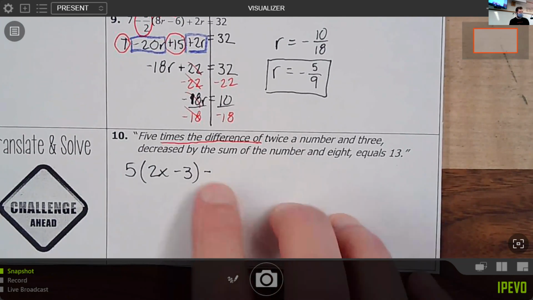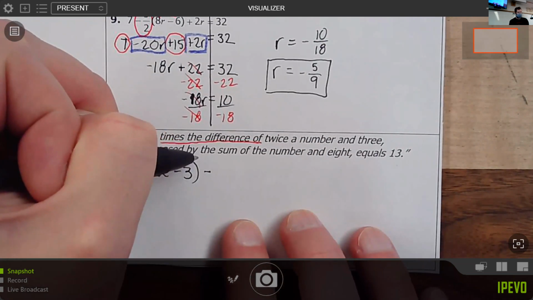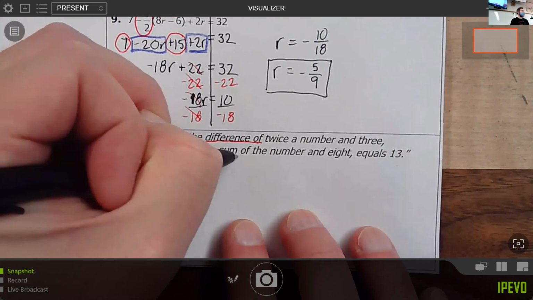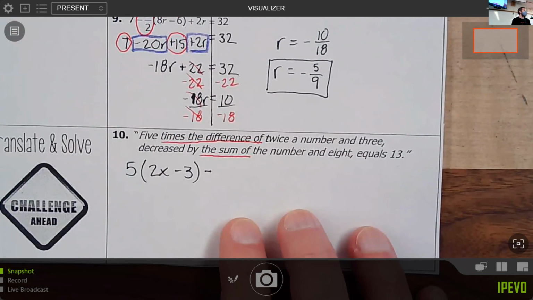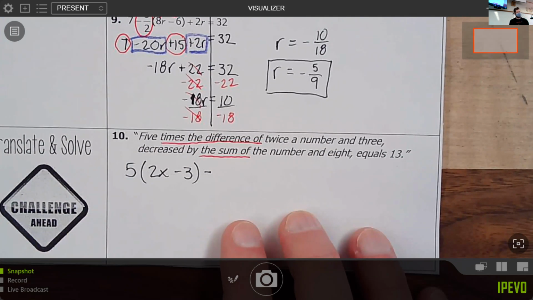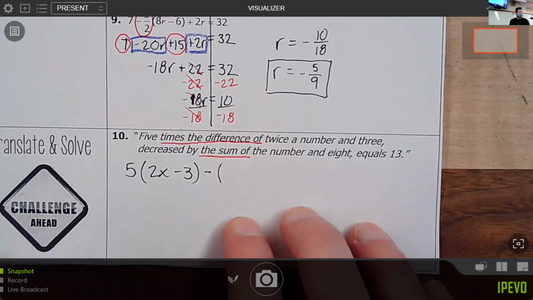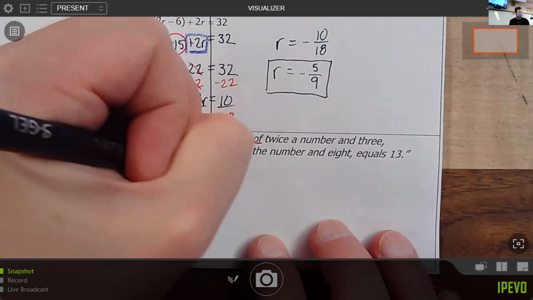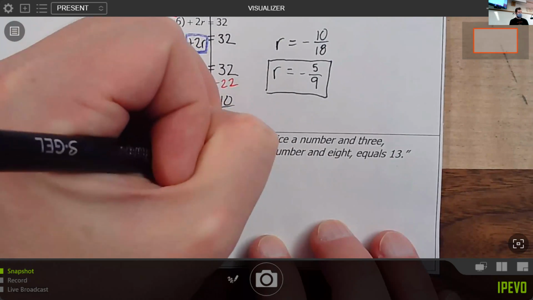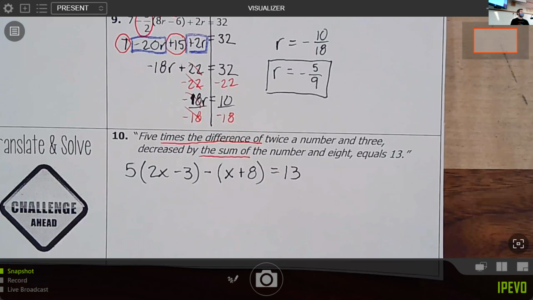The sum of, by the way, the sum of, what does that mean? It does mean addition, but decreased by the sum of, that's another parentheses phrase. Decreased by the sum of the number x and 8, the sum x plus 8 equals 13. That is our equation.